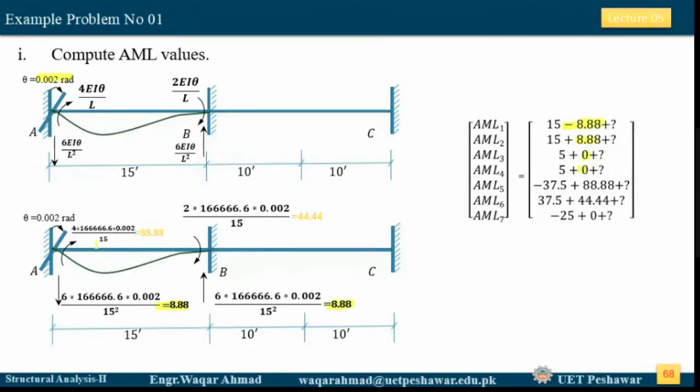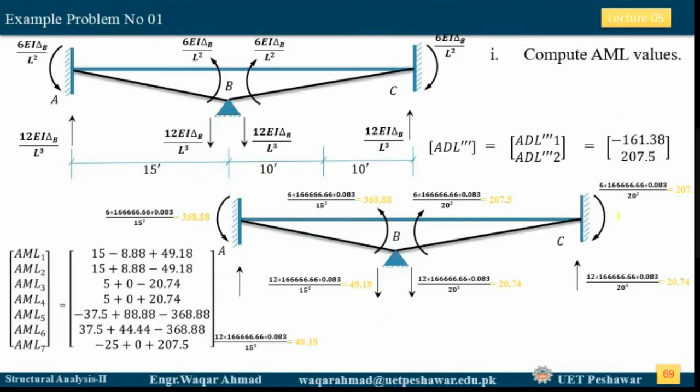Now we come to the moments. The moment induced here is 88.88, and it is clockwise, so we take it as positive. Also the moment at this end is positive because it is clockwise. And why is this value 0? Because just to the right of this support there is no moment induced by this 0.002 clockwise rotation. That's why we will be taking this as 0. Now we are left with only one question mark in this matrix, which we need to find in this step. So here we need to find out the fixed end actions due to this 1-inch settlement.